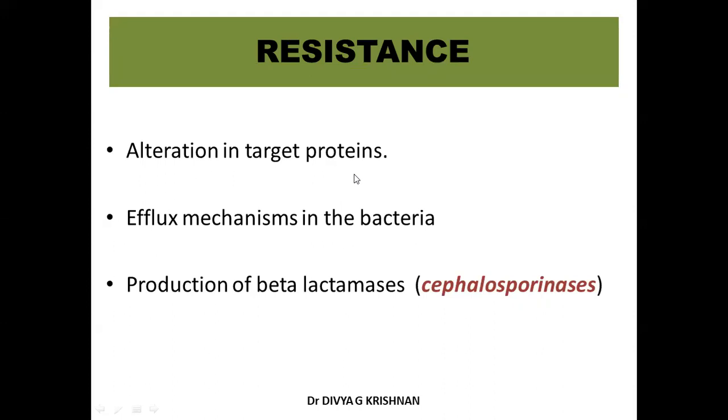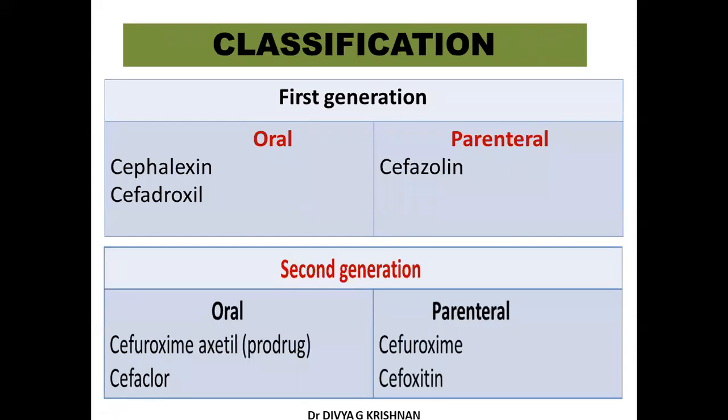Some bacteria can also produce beta-lactamases, which in the case of penicillins are called penicillinases. But in the case of cephalosporins, the beta-lactamases are referred to as cephalosporinases.